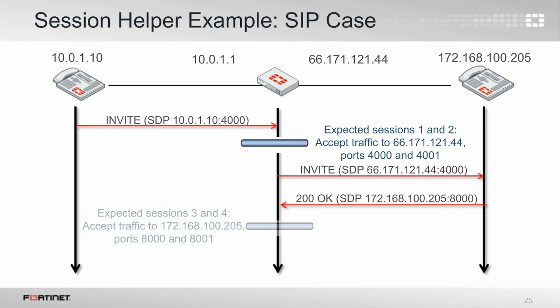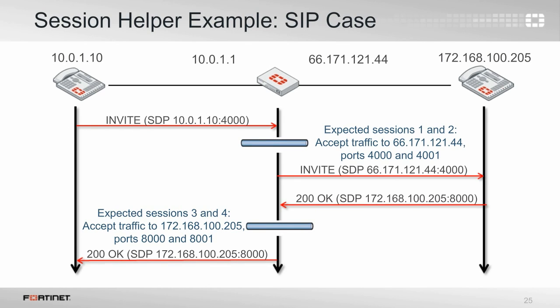SIP is another protocol that requires a session helper in a NAT environment. Similar to FTP, SIP uses control channels and data channels. In SIP, 4 data channels, 2 for each traffic direction, are required for each call. In this slide, there are 2 SIP phones with the IP addresses 10.0.1.10 and 172.168.100.205.